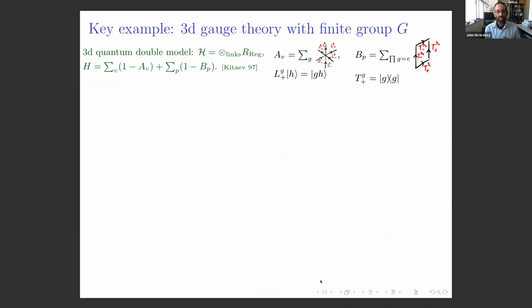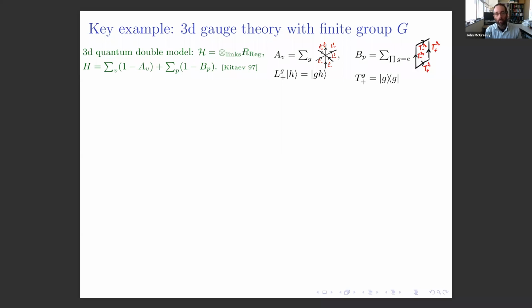So a key example, I should mention, that we're going to think about when we need to test some general statement is 3D gauge theory with a finite group G, the solvable limit of which is the 3D quantum double model. And so let me just remind you what that is. The Hilbert space is a tensor product over links of some triangulation of the space that it lives on. By triangulation, I mean a CW complex, really.